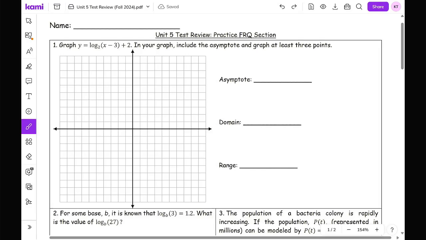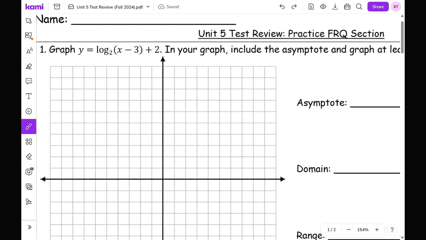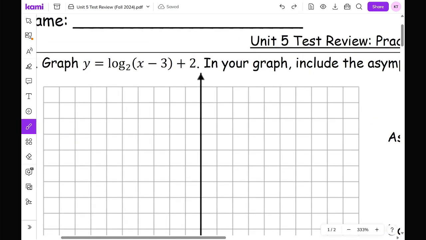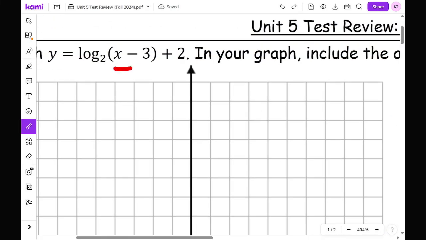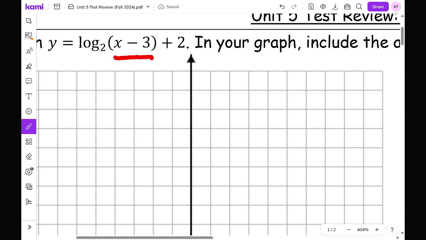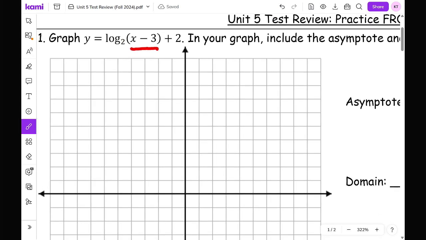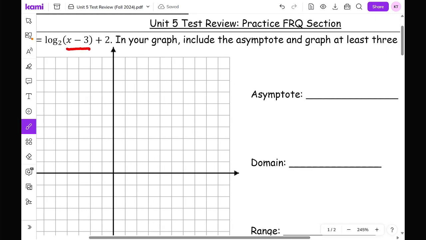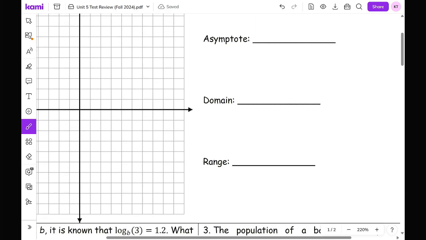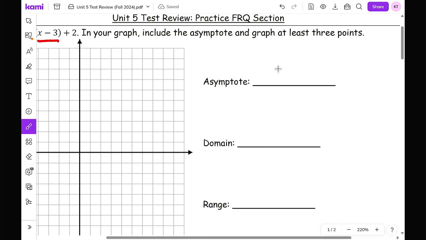All right, so going over section 1 of the review. First, we have graphing log base 2 of x minus 3 plus 2, and it wants us to graph at least 3 points and the asymptote. So first, we can figure out what the asymptote is based off of our horizontal shift here, which is this right 3. So I know that I'm going to have a vertical asymptote at x is equal to 3. So we can go ahead and write that x is equal to 3.